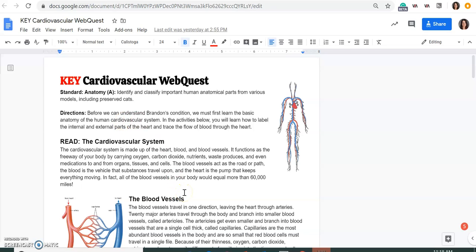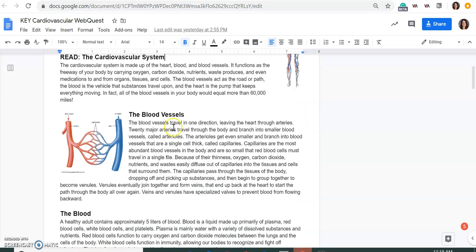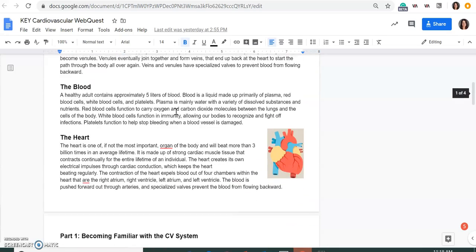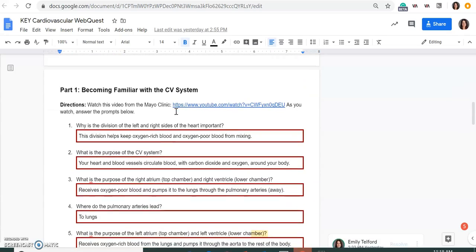Okay, in this video, I'm going to go over the Cardiovascular Webquest and then also tell you a little bit about blood cells before you do the ABO-RH exploration. All right, so you should have read this information, introducing you to the cardiovascular system. Part 1, becoming familiar with the cardiovascular system.